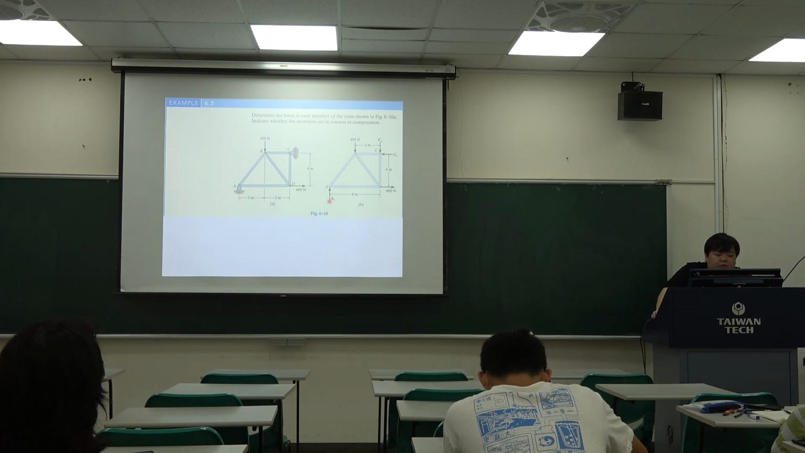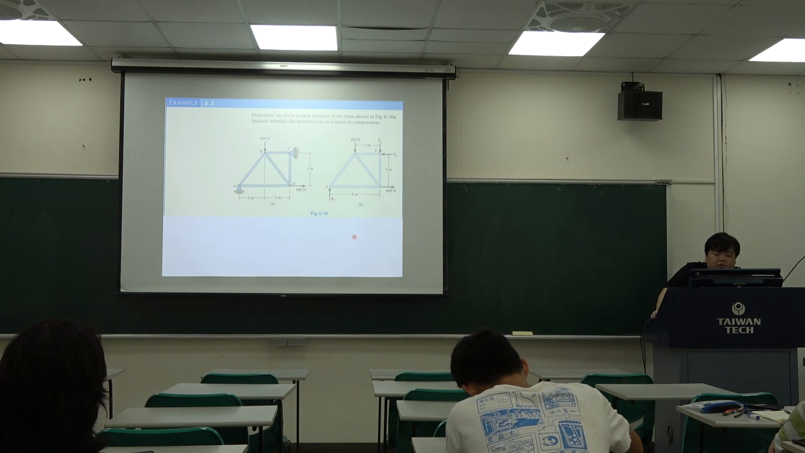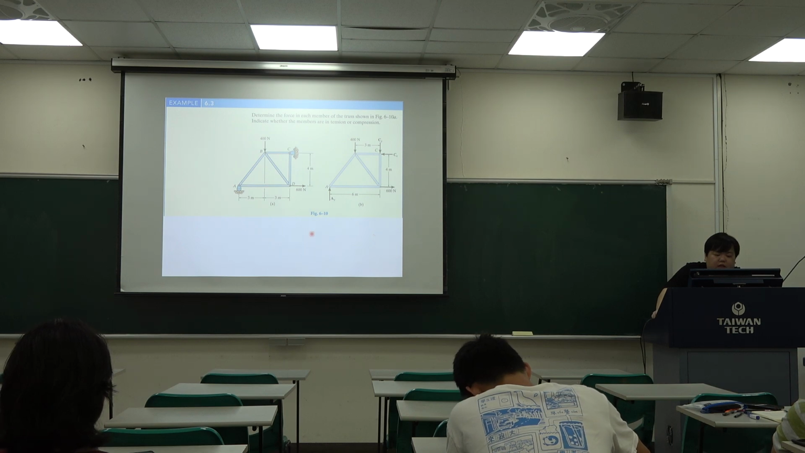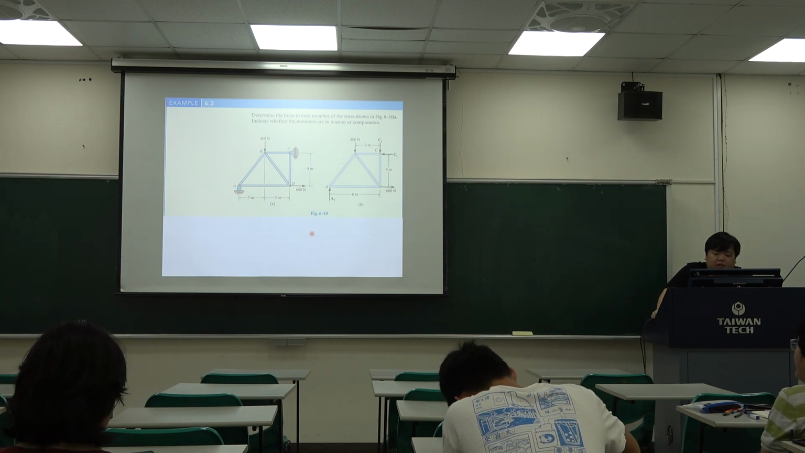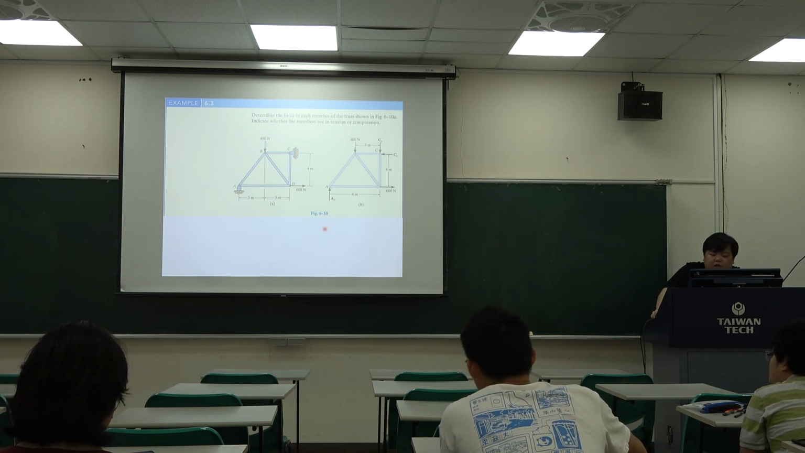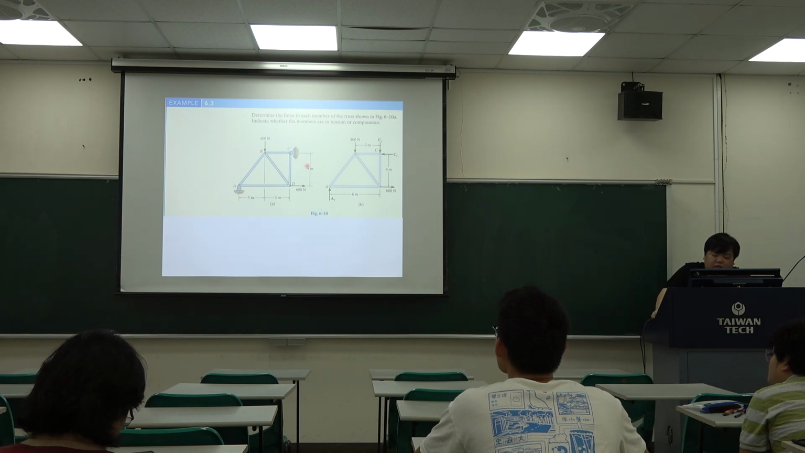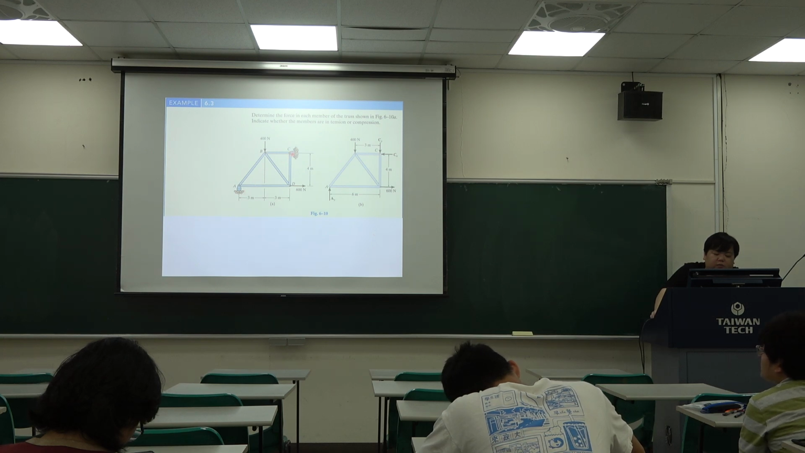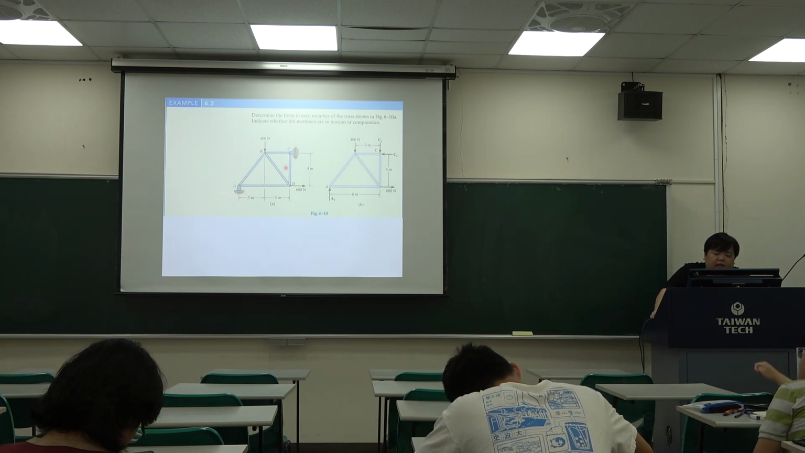Okay, next example. Determine the force in each member of the truss as shown in this figure, and indicate whether the members are in tension or compression. Okay, so just do it again. We have one truss here, and we have two supports. One is the hinge, and one is the roller.